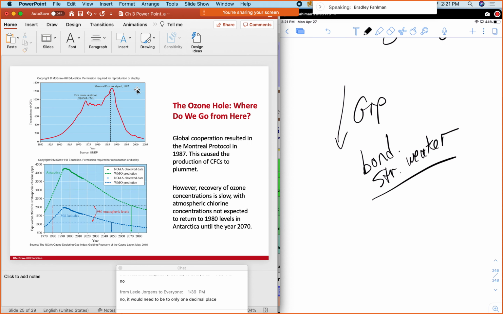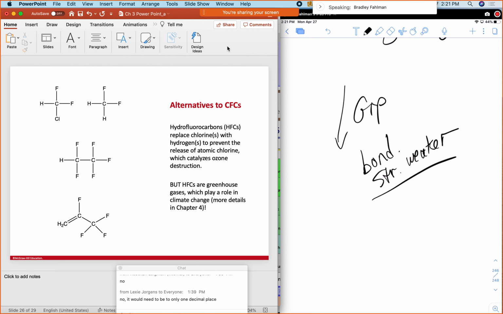You should know about the Montreal Protocol. It was designed to stop production of CFCs, and then people listened, and it fell off pretty sharply afterwards, and then things started to improve, but it's taking a long time to still improve the concentration of ozone. And then maybe what some alternatives are.